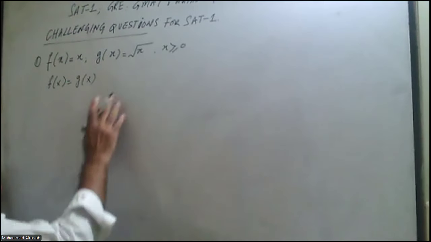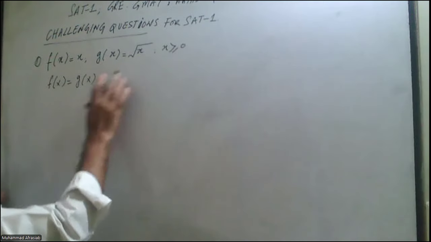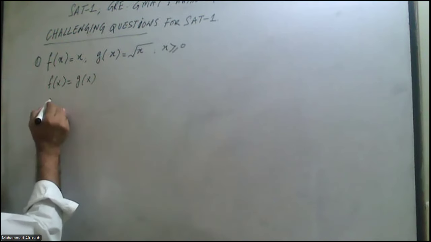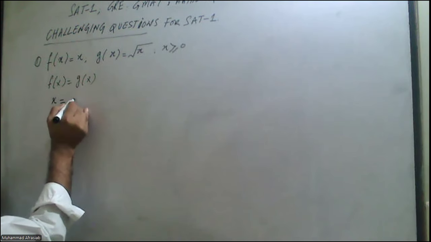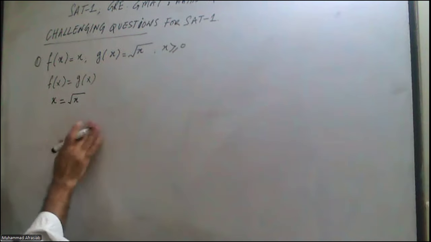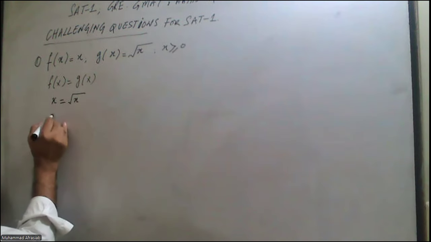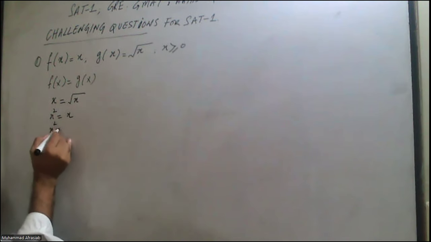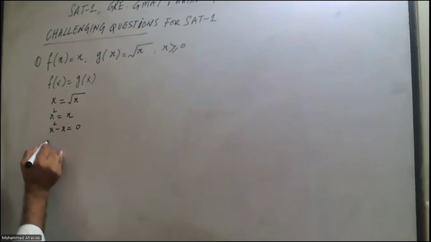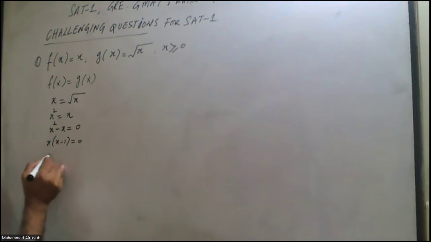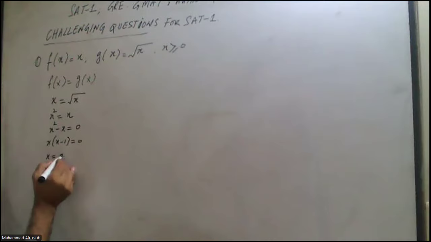Since x is greater than or equal to 0, and this is the condition given to us, f of x is equal to g of x. So f of x is equal to x and g of x is equal to square root of x. Taking square on both sides, this x will be x square and this will be x. Then x square minus x is equal to 0, or x is taken common, x times x minus 1 equal to 0. So the x value is equal to 0 and 1.